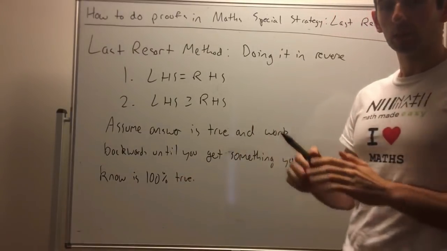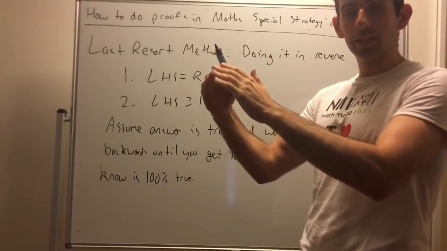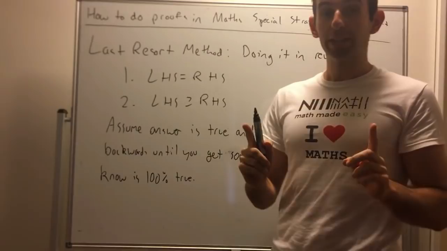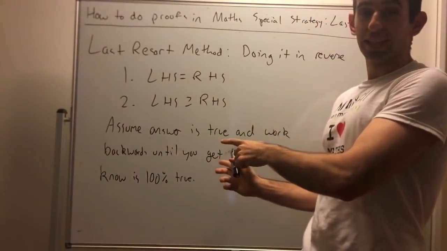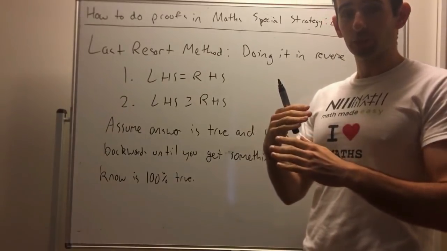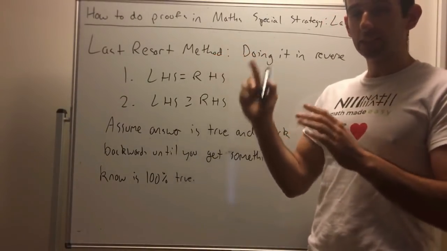And then here's the kicker. What you've got to do is rewrite that in the reverse order, and that's how you do the question, right? But warning, this method is probably illegal because your teacher won't like you assuming the answer is true. So this is why I call it a last resort method.